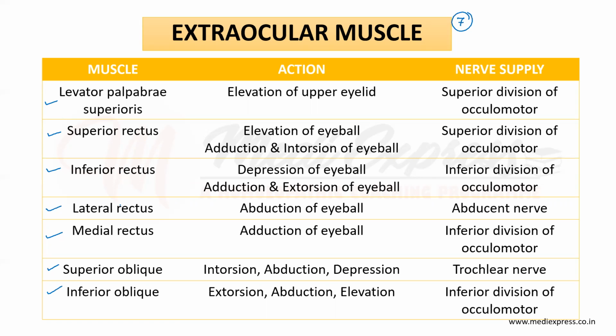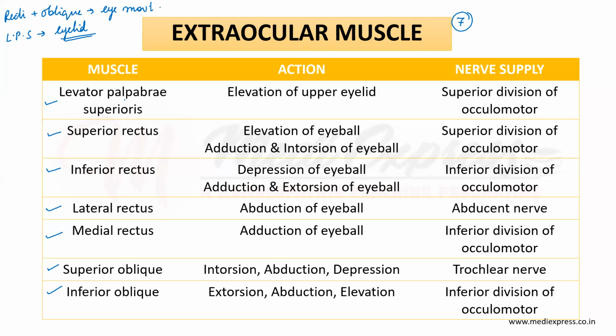The recti and the oblique help in the eye movement. Whereas the levator palpebrae superioris helps in the superior eyelid movement. I'll write over here small. This is just what I'm telling: the recti and the oblique help in the movement of the eye, whereas levator palpebrae superioris helps in the movement of the superior eyelid. Now coming to the first muscle, levator palpebrae superioris.